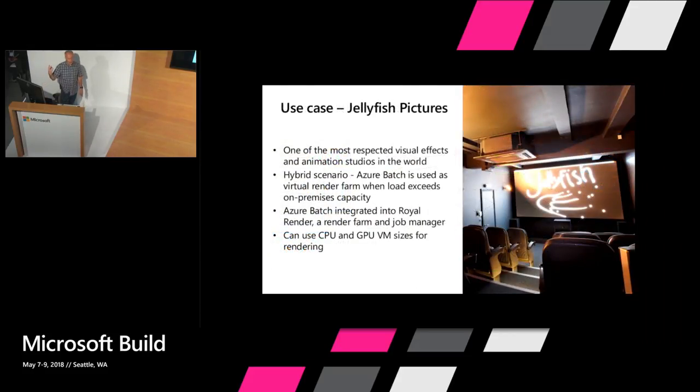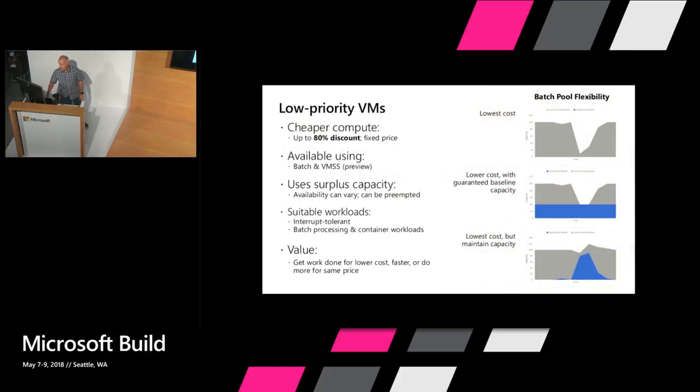One use case is Jellyfish Pictures, who have worked on some really cool Hollywood movies, TV, and so on. They use a hybrid scenario. They have an on-premises cluster, and when they haven't got enough licenses or enough capacity, they burst out to the cloud using Azure Batch. Batch is integrated into the render manager they use, which is Royal Render. They can leverage CPU VMs and GPU VMs. And then finally, the thing you noticed there was I specified dedicated and low-priority VMs.